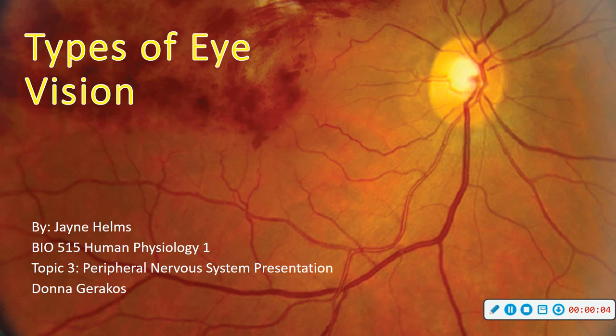Hi, this is Janie Helms, and for my peripheral nervous system presentation, I'm going to be focusing on the different types of eye vision, how the eye is set up, and what causes, and how to correct the types of visions if they are incorrect.